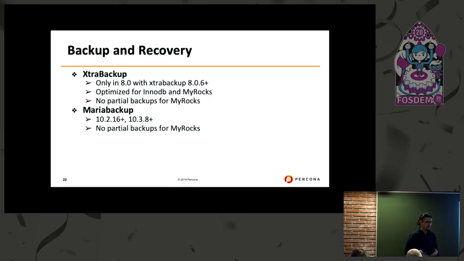There are no partial backups, so you can't write on InnoDB and write on MyRocks, maybe for a different application or different model, and then say, okay, I just need the backup for MyRocks. If you have the backup, you have to back up the whole thing. You have to design it that way. MariaDB's Mariabackup also supports this after 10.2 on later versions.